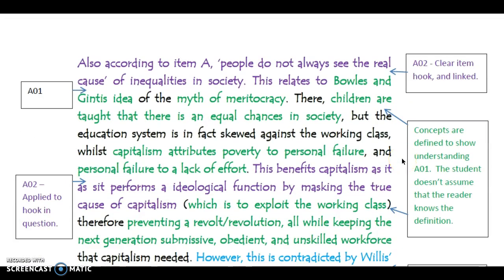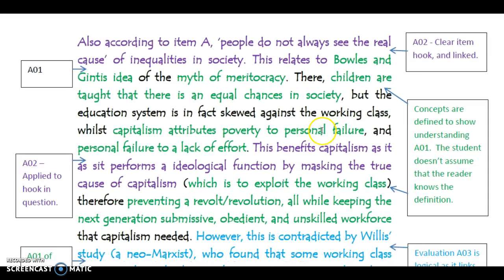So then the student starts to go on about paragraph 2 with the second hook from the item. People do not always see the real cause of inequalities in society. And then they've got this linking sentence. This is relating to Bowles and Gintis' idea of the myth of meritocracy. When explaining it, children are taught that there's an equal chance. That is what meritocracy is, but it is skewed against the working class, hence it being a myth.